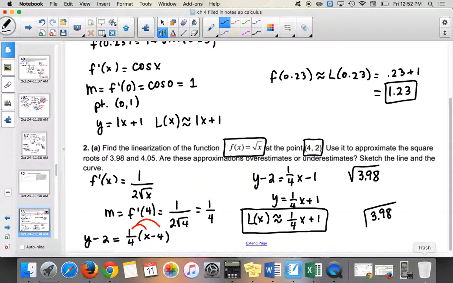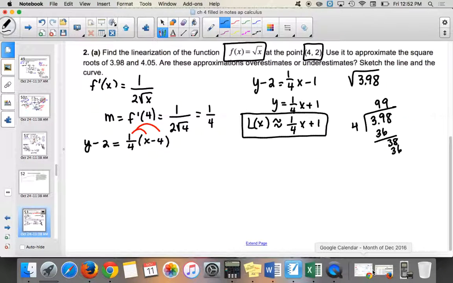3.98 divided by 4. 9 makes 36, 38 makes 36. If this is freaking you out as an AP Calc student, it makes me worried. If this is the hardest thing that you've ever done, I'm scared. I think it should be 0.995. So it's 0.995. So you could do that. I already said it like 2 minutes ago. All right. Anyway, so I'm going to have 1/4 of 3.98 plus 1, which ends up being 0.995 plus 1, so 1.995.